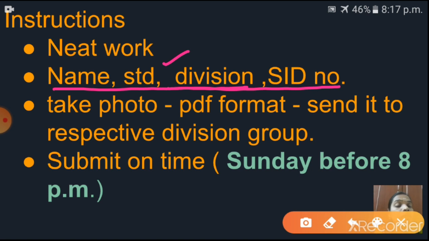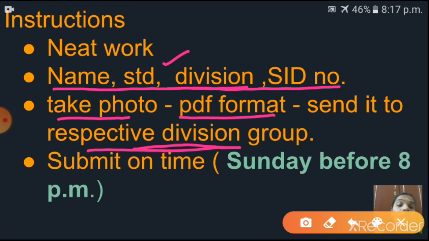Okay children, you have to take a photo of that chart paper. That photo you have to convert into PDF format. That PDF you have to send to your respective division group. Can you do? Yes, very good. You don't send it in the common group, you have to send it to your particular respective division group. If you are in 6th A, you have to send it to the 6th A group only.